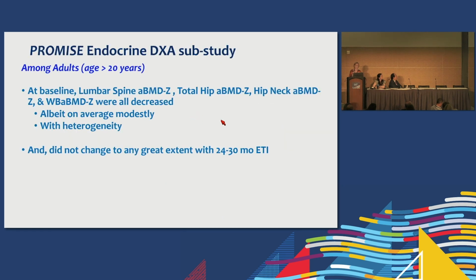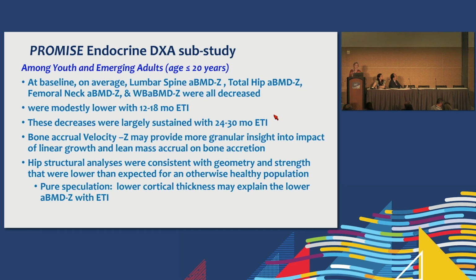So, to summarize, among adults at baseline, across multiple sites, bone mineral density Z was decreased modestly and didn't change much over the 24 to 30 months with ETI, consistent with what I think others are finding. Among youth and our emerging adults, they also had lower bone density at multiple sites. They were modestly lower with 12 to 18 months of ETI. These decreases were largely sustained out to 30 months.